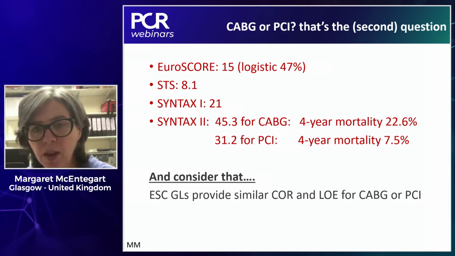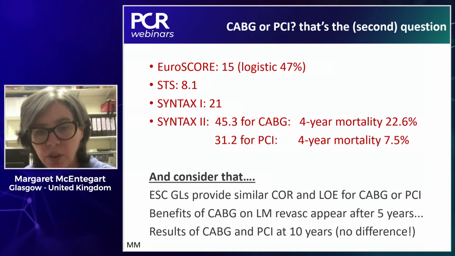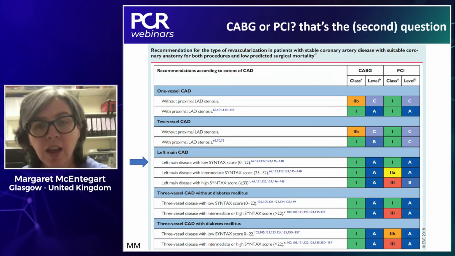So if we go on and again consider the guidelines, and we think specifically about this patient, what we're dealing with here is left main disease with a SYNTAX score of 0 to 22. So if we look at his two options here, bypass or PCI, the guidelines suggest that both have a 1A indication.